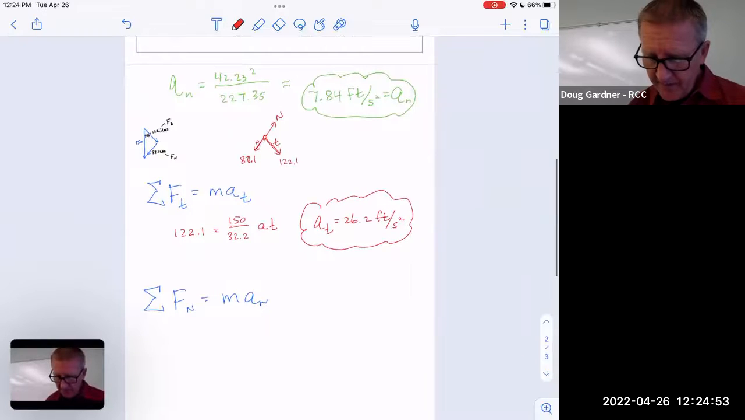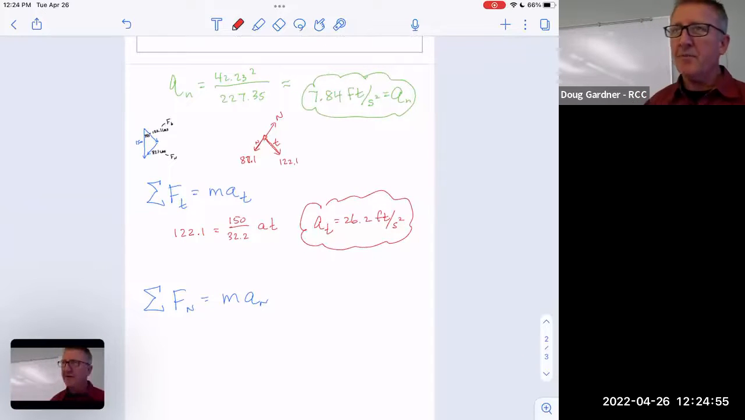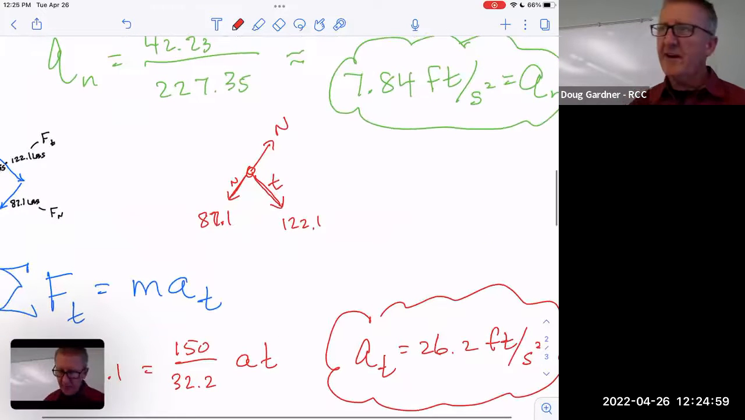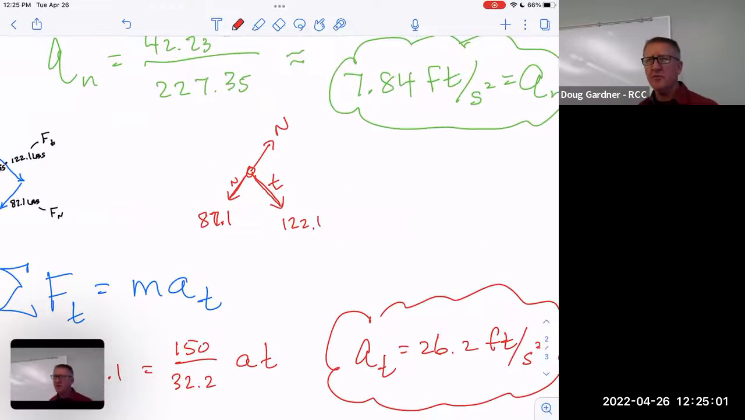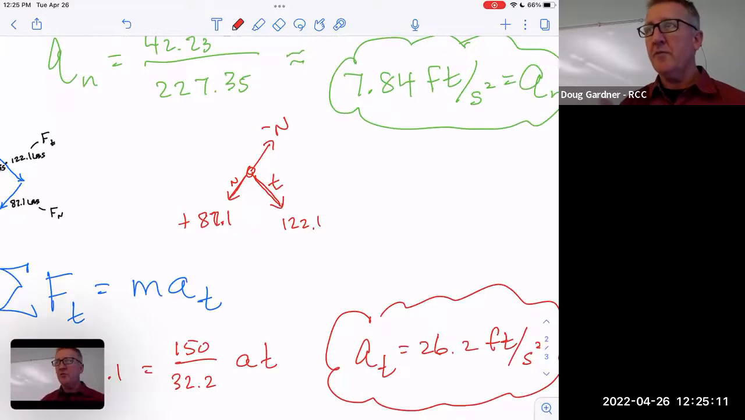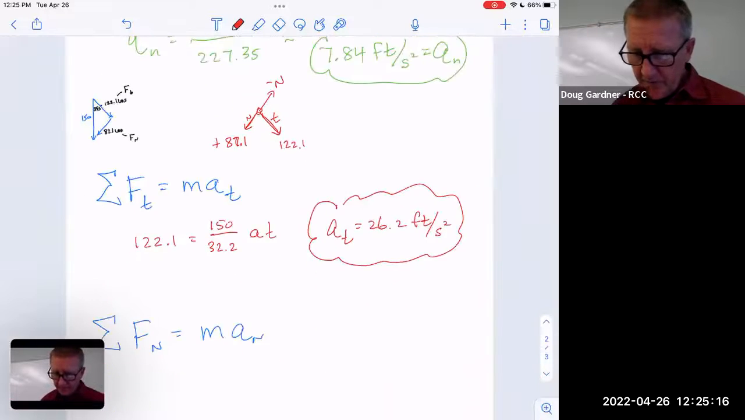Down here, I've got forces normal. Again, you've got the positive-negative problem. These two forces that I drew up here, normal and 87.1, which one of those is positive? Which one is negative? I should have actually had that in my figure. Remember, toward the center of the circle is positive, so this is actually positive, and the normal force is away from the center of the circle. That's actually negative. So those are my two forces.